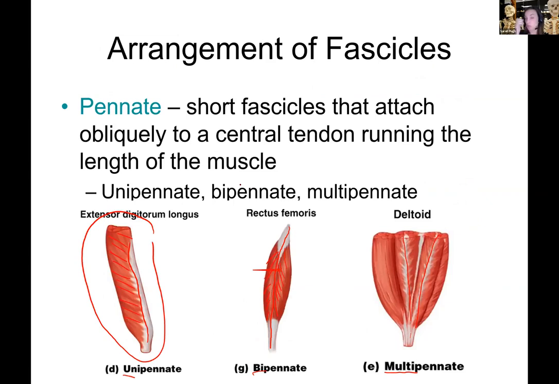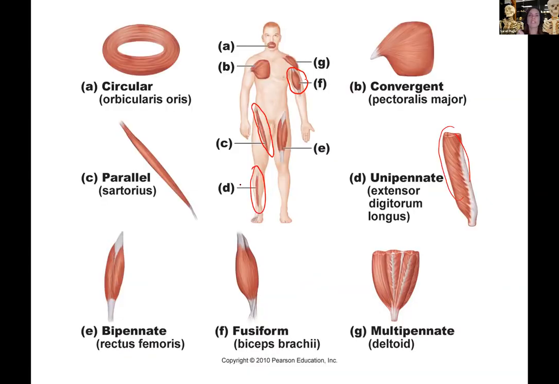Bipennate would be like the rectus femoris. So the rectus femoris is this muscle right here in the leg. It's a really big leg muscle. And that one tells you it's near the femur because it's femoris.